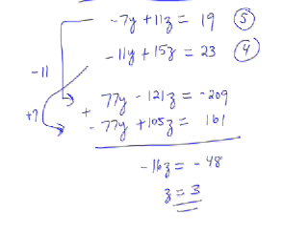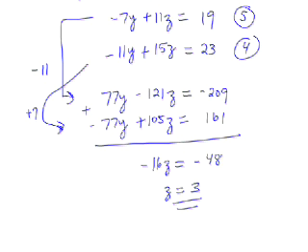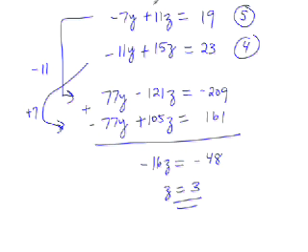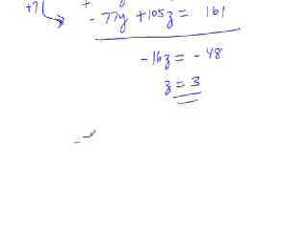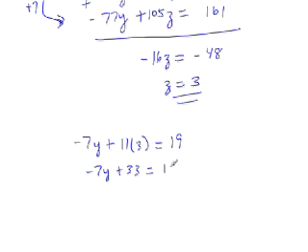So let's choose equation 5, and we'll substitute z equals 3 into equation number 5 for z, and that's going to give us negative 7y plus 11 times 3 equals 19. Giving us negative 7y plus 33 equals 19. And now we'll subtract 33 from both sides, giving us negative 7y is equal to negative 14. And dividing both sides by negative 7, y is positive 2.